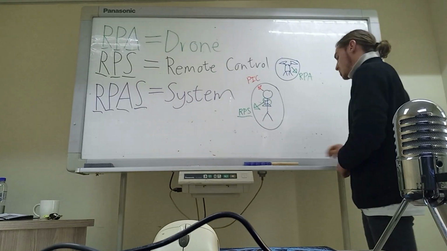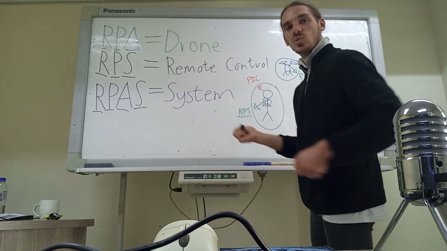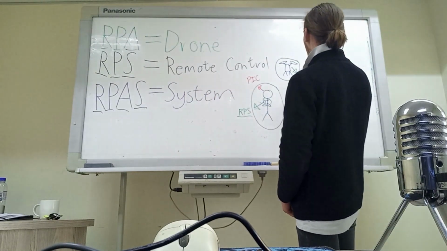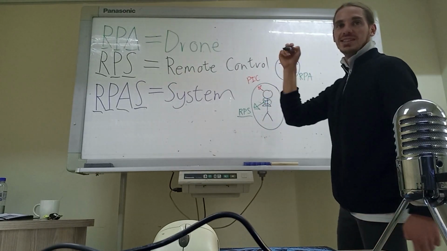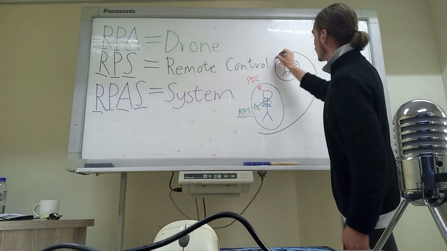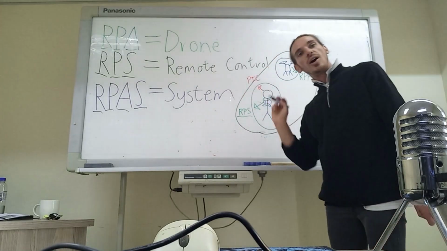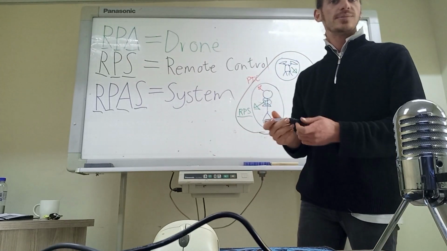If you put the two together, that is where you get an RPAS. So now, this circle is the RPS. This circle is the RPA. This circle is the RPAS. And that's all it is.